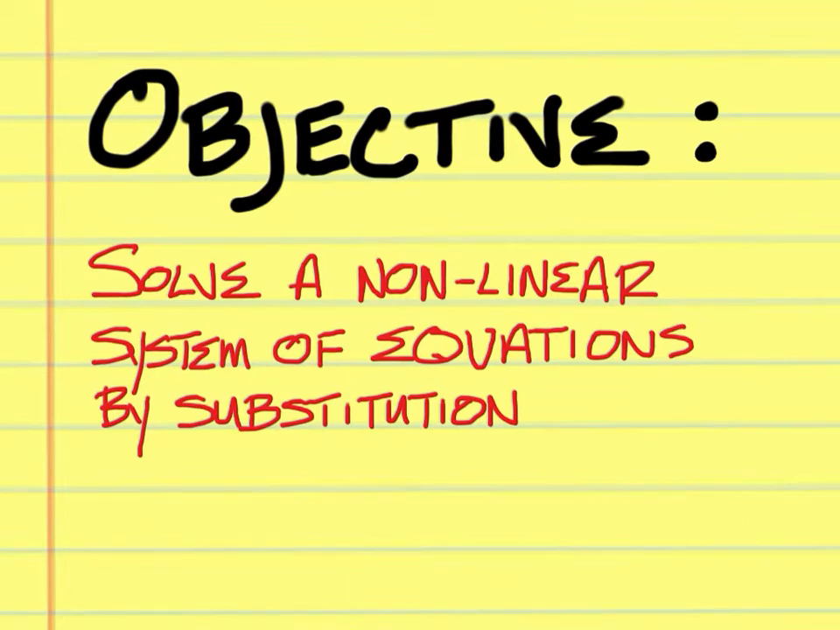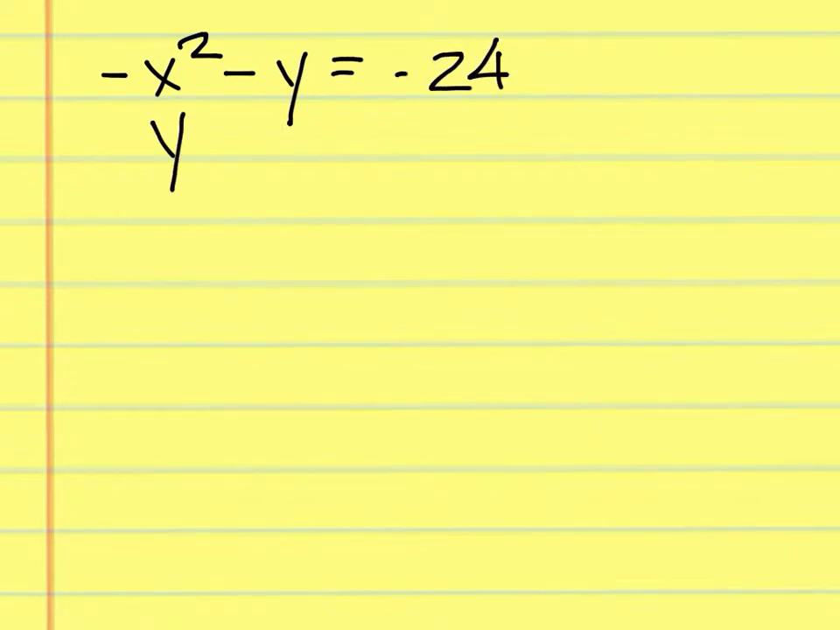The objective is to solve a nonlinear system of equations by substitution. Here is a system of nonlinear equations. And this one is negative x squared minus y equals negative 24. And the next equation is y plus x equals 4.